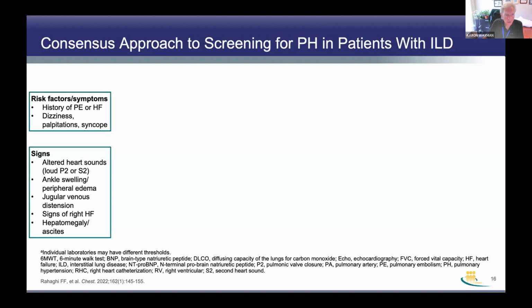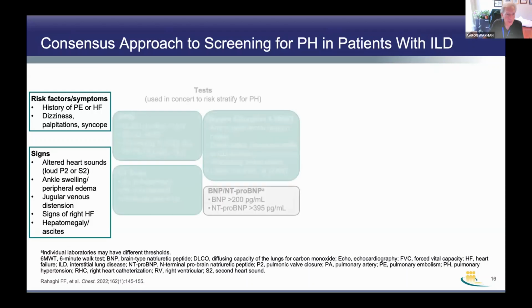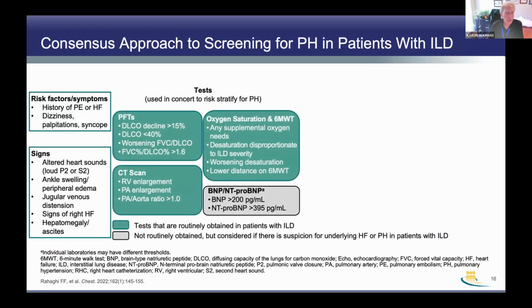As far as signs, I think in general the physical exam can be difficult because clearly the interstitial lung disease itself can affect the physical exam, but generally looking for things that may indicate increased right-sided pressures. As far as testing, this is an important part of screening and risk stratification. I think one of the most important tests is the pulmonary function test, which generally we're going to routinely be getting in our patients with interstitial lung disease.